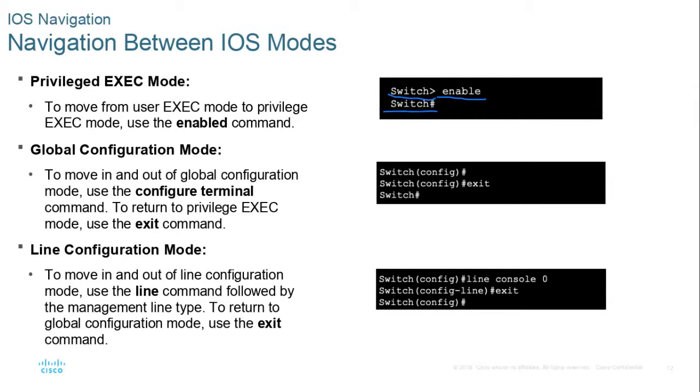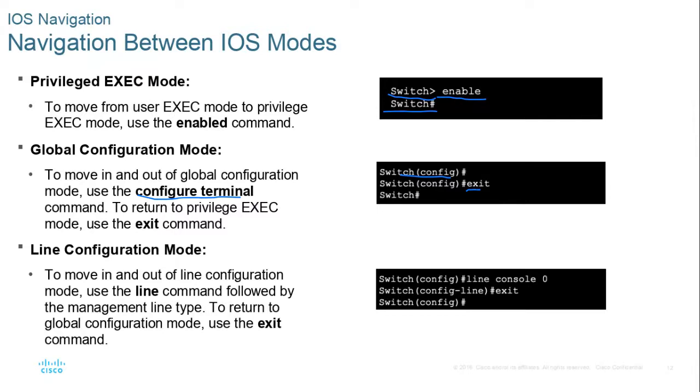Now I want to go to the global configuration mode. I'm going to type the command configure terminal, or config t for short, and the prompt will change to switch config. Looks like over here. If I want to go back to the regular privilege exec mode, I can just type the word exit, and that'll exit me back to the previous level.